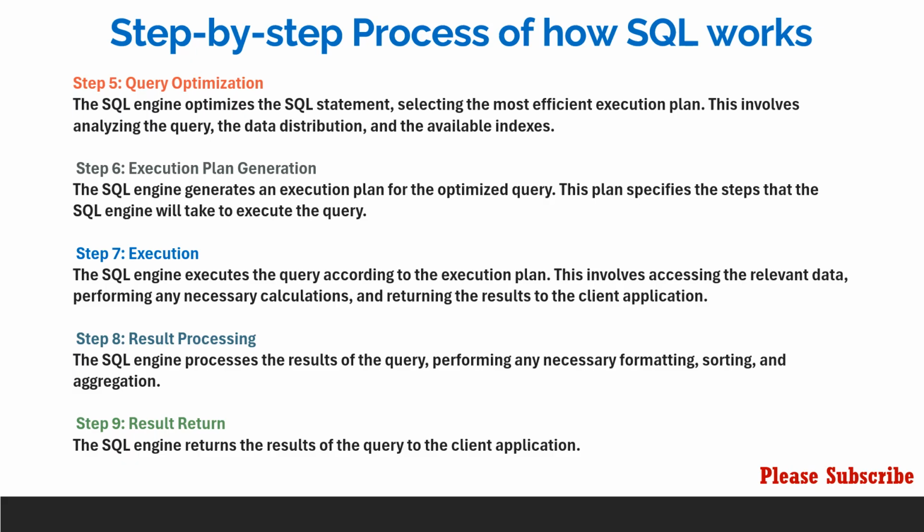Step 7, execution. The SQL engine executes the query according to the execution plan. This involves accessing the relevant data, performing any necessary calculations, and returning the results to the client application. Step 8, result processing. The SQL engine processes the results of the query, performing any necessary formatting, sorting, and aggregation. Step 9 is the final step, result return. The SQL engine returns the results of the query to the client application.